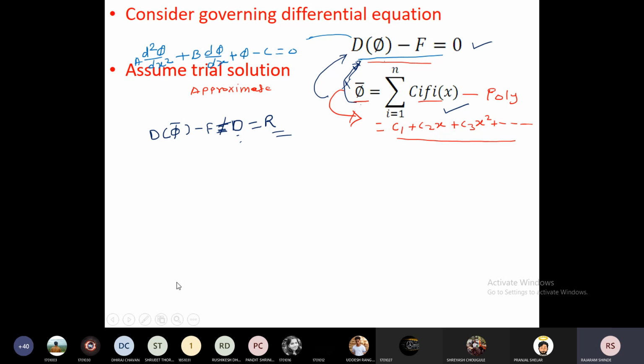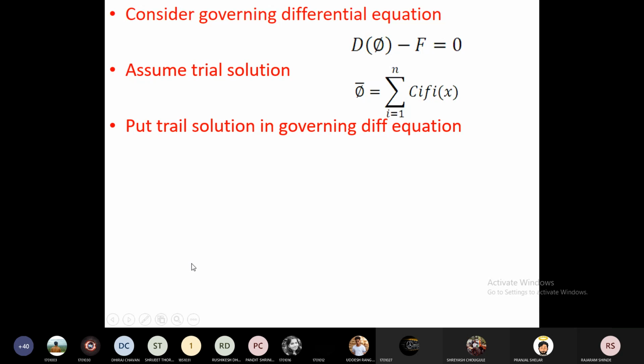Here I will clean this. Here, put trial solution in governing differential equation is over. Now when we put this trial solution in the governing differential equation, you will get some error. That error is not equal to 0. Here I have used the trial solution, and this trial solution in this governing differential equation will result in this residual. Over. Now what is the next step?